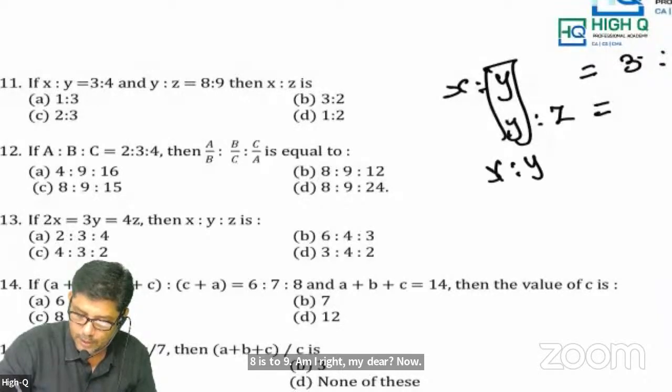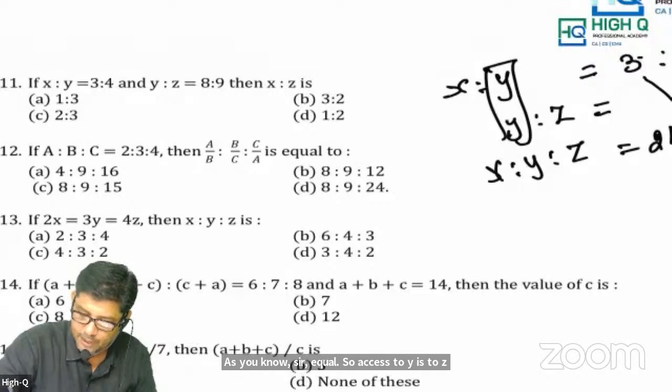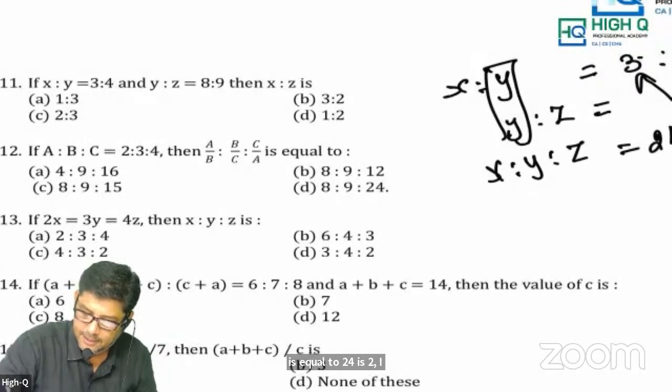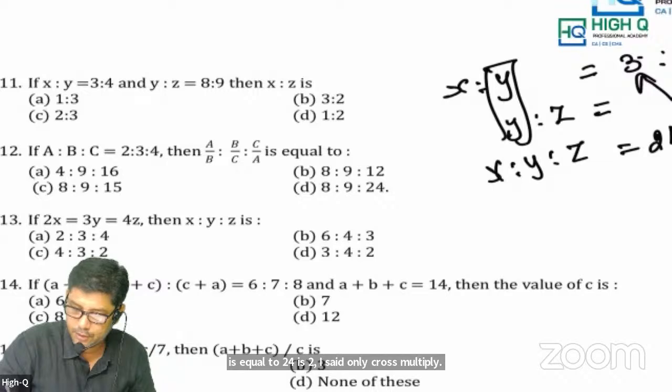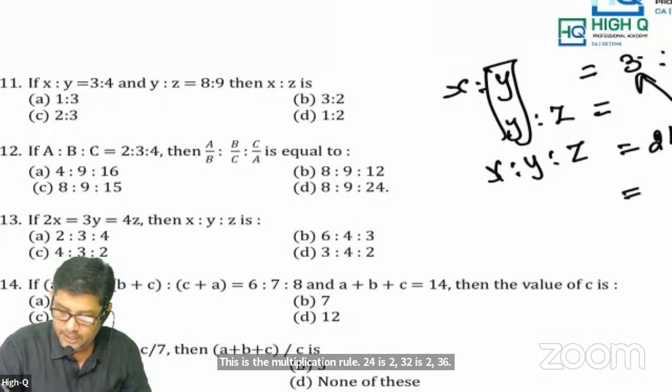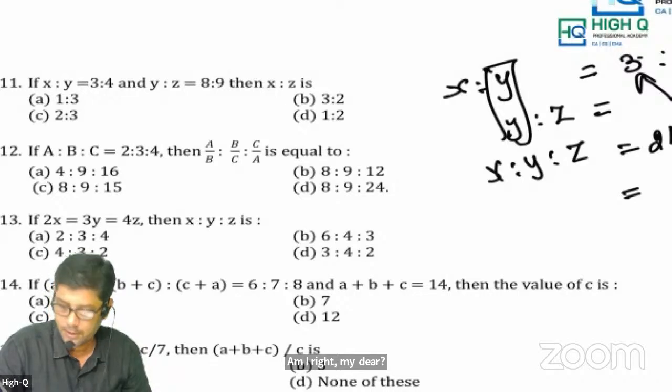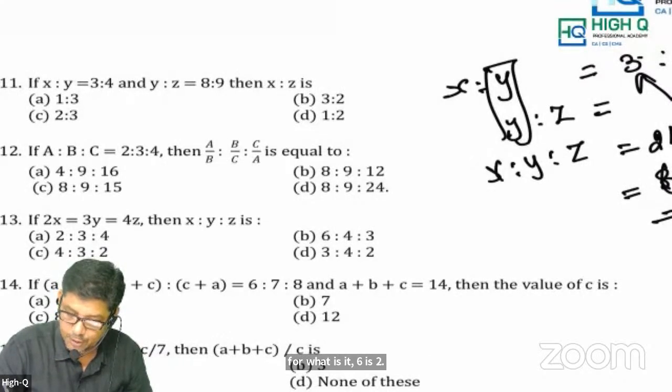So x is to y is to z is equal to 24 is to, I said, only cross multiply. This is the multiplication rule. 24 is to 32 is to 36. Am I right, my dear? Now, divide each term by what? 4. What is it? 6 is to 8 is to 9. So our answer is 6 is to 9. Am I right, my dear?